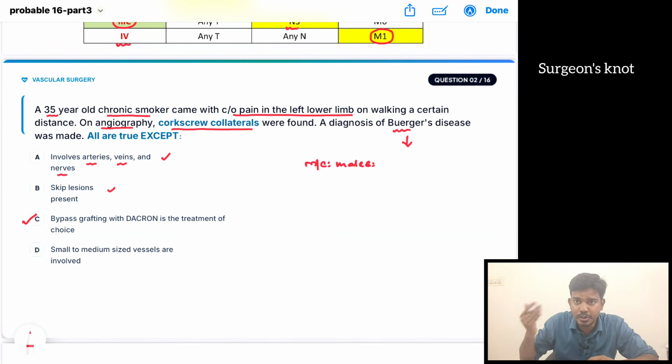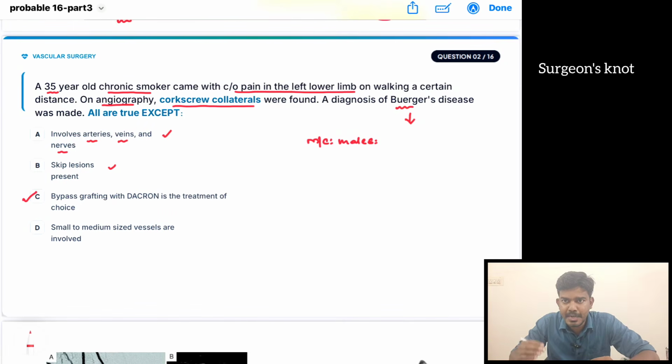Small to medium sized vessels are involved. Yeah, in atherosclerosis large and medium sized vessels are involved. In case of Buerger's disease small and medium sized vessels are involved. Okay, atherosclerosis, the treatment is bypass grafting. Okay, we have to do bypass grafting. If the lesion is below the inguinal region, we are going to choose autologous graft.